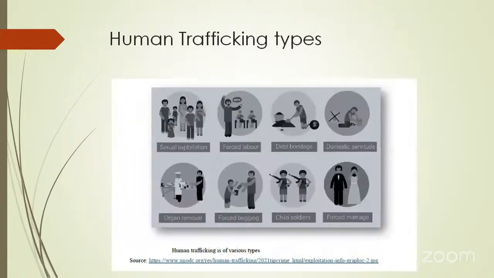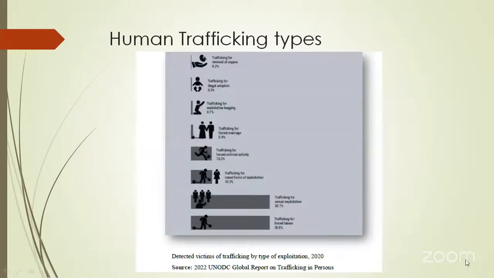This is what we studied last time, the various trafficking types: sexual exploitation, forced labor, debt bondage, domestic servitude. This was a slide that I put last time. As I said, this is a tie back to the last class. And other trafficking types include trafficking for removal of organs and forced criminal activity. In fact, sexual exploitation and forced labor are the largest.